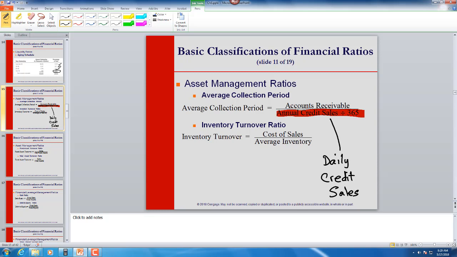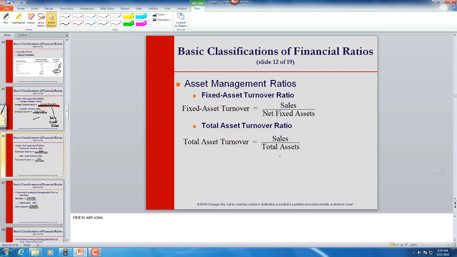Inventory turnover is on the other end of it. It shows how quickly you're converting your inventory into sales, how quickly you're processing your inventory. So it looks at cost of sales divided by average inventories to give you that.